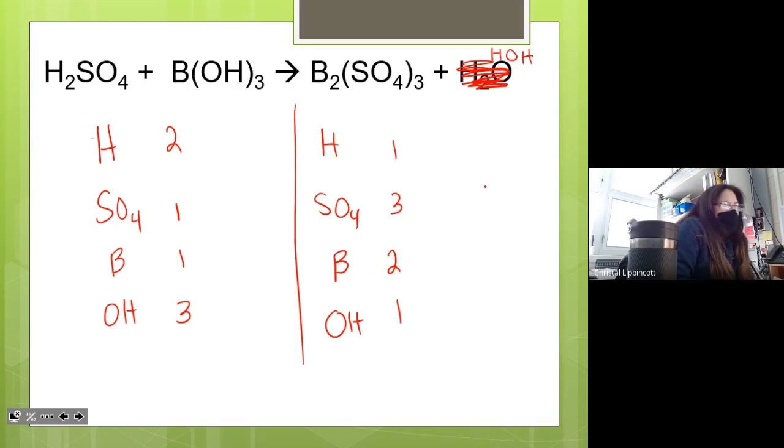How's your inventories looking there? All right, see if you can balance it now that you got your inventories written down.